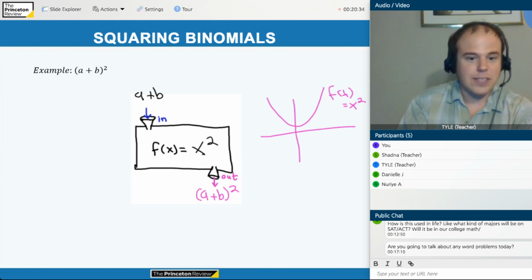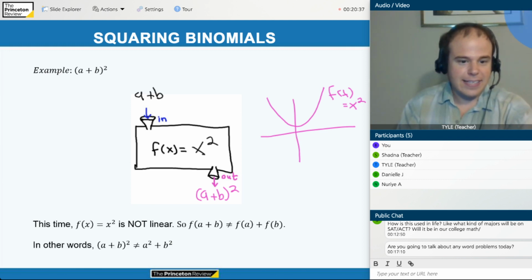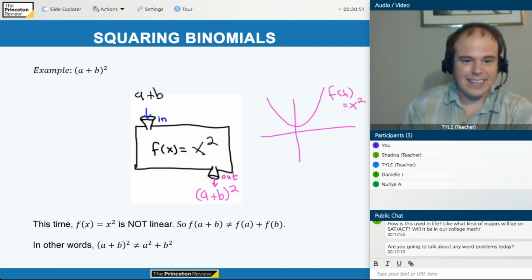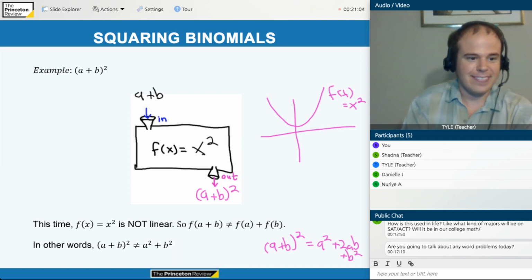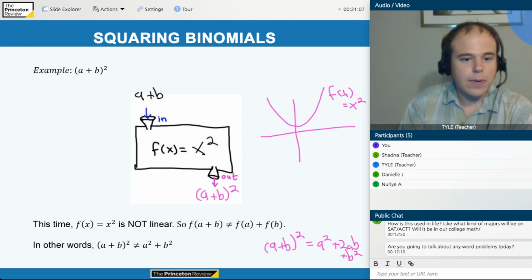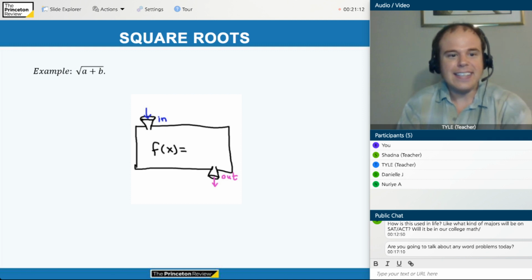And so, as a result, since f of x is not linear, I can't just apply the function to both additive inputs separately. I can't just say that it's f of a plus f of b. Instead, I would need to FOIL this out, right? Really, it's the case that a plus b squared is a squared plus 2ab plus b squared. We'd have to FOIL. And we can remember that it's not just going to be a squared plus b squared because the function f of x equals x squared is not linear.